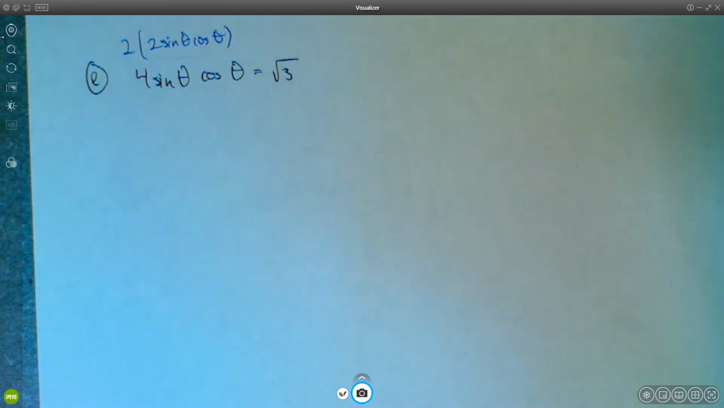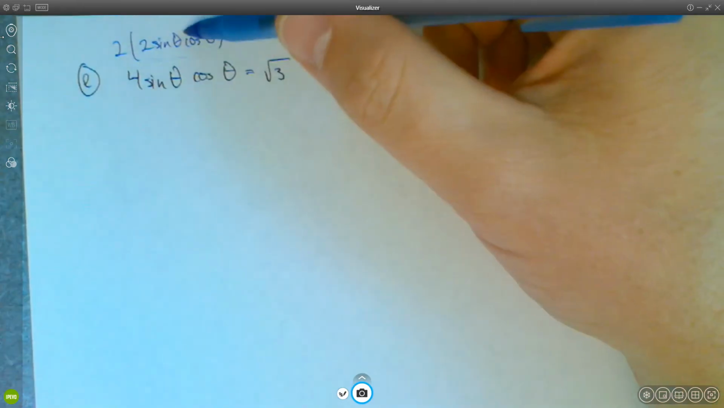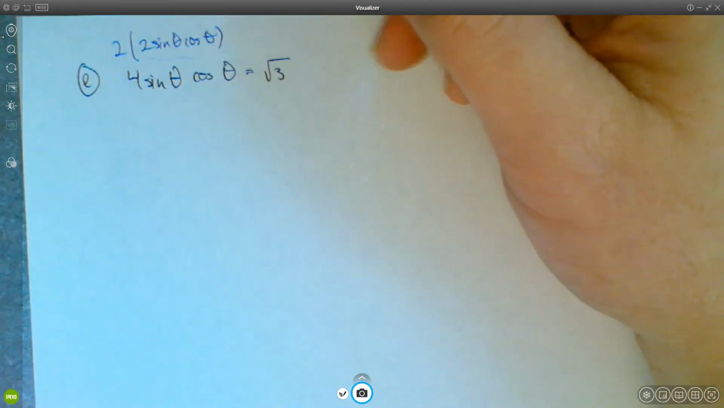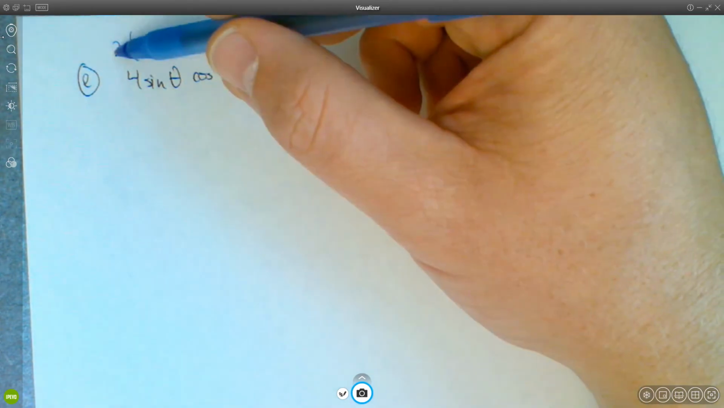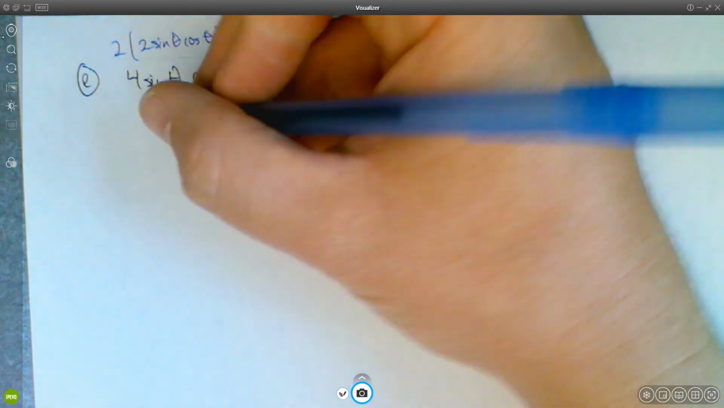Okay, I'm going to spoil it now. This is just sine 2 theta, isn't it? Right? So 4 sine theta cosine theta is really just 2 times sine 2 theta.